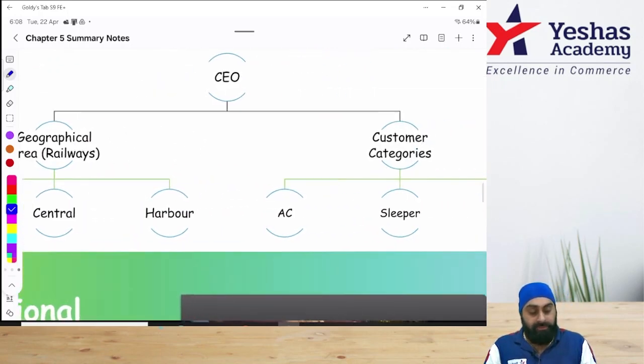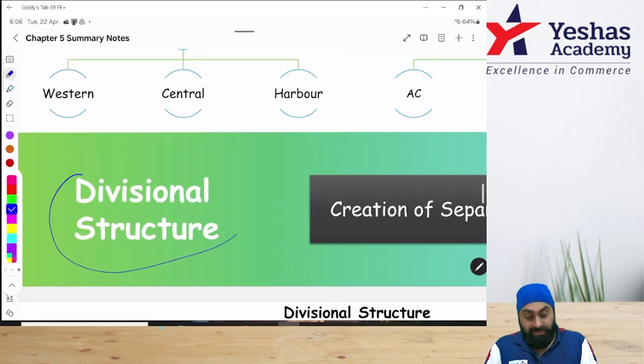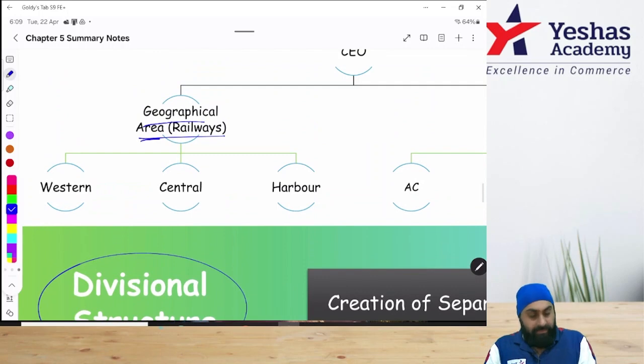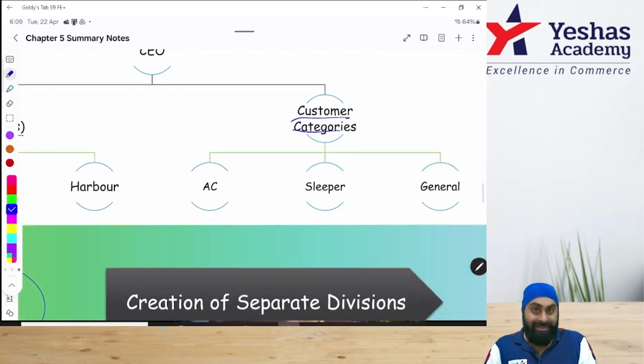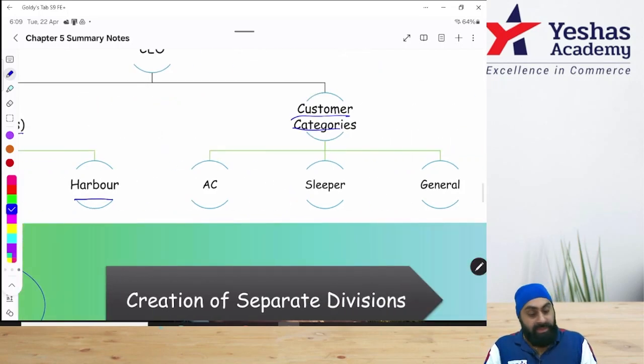Now, we're going to start with divisional structure. What is a divisional structure? We divide on the basis of area or on the basis of customer category. So Mumbai Railways: Western Railway, Central Railway, Harbour Railway. We are dividing on the basis of geographical areas. Customer categories: AC class, sleeper class, general class. On the basis of customer category.